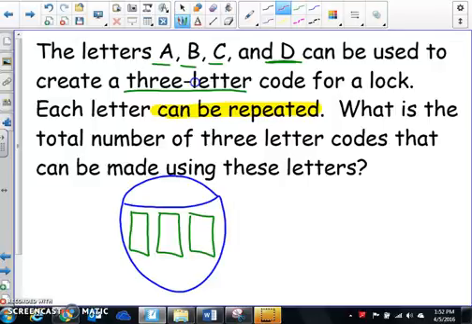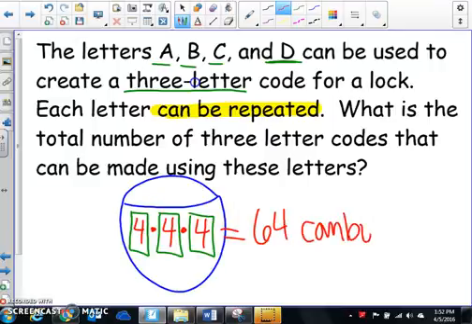Therefore, I've got 4 choices for my first because I can get A, B, C, or D. I could do A, B, C, or D there, or A, B, C, D there. So therefore, I put that in my calculator. 4 times 4 is 16. 16 times 4, I believe, is 64. So you have 64 different combinations for that lock.